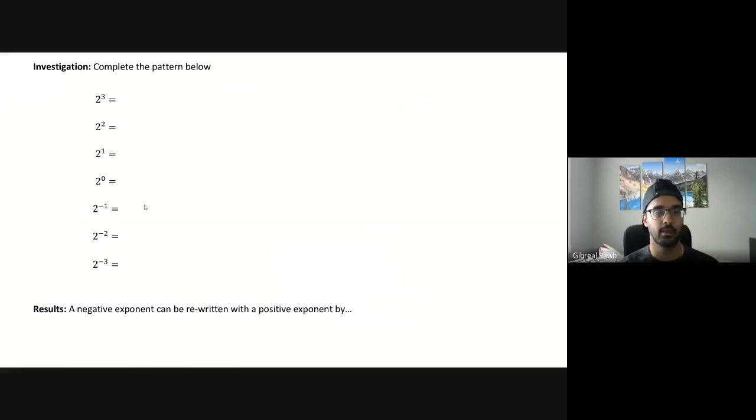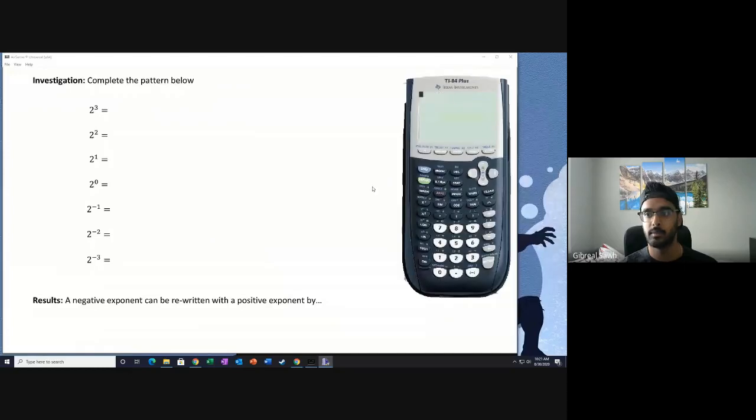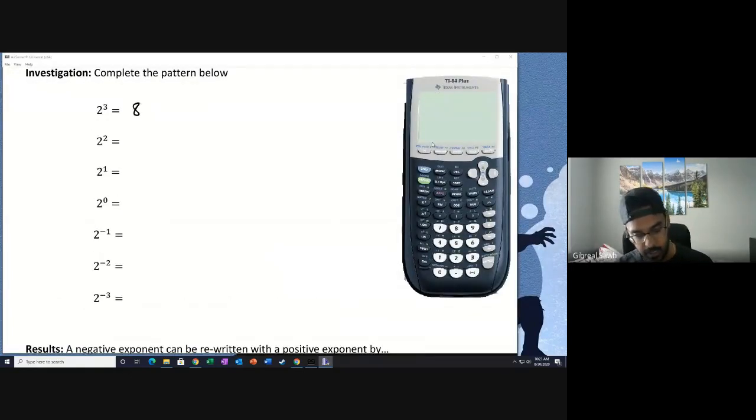So we'll complete this pattern below. I'm going to use my calculator here as well to talk about some of those things. 2 cubed, relatively straightforward, that's going to give us 8. 2 squared, 4. 2 to the power of 1, 2. Anything to the power of 0 is 1. But here's where it gets a little iffy. What happens when I have a negative exponent? We're going to plug that in and see what happens. 2 to the power of -1, I get a fraction, 0.5.